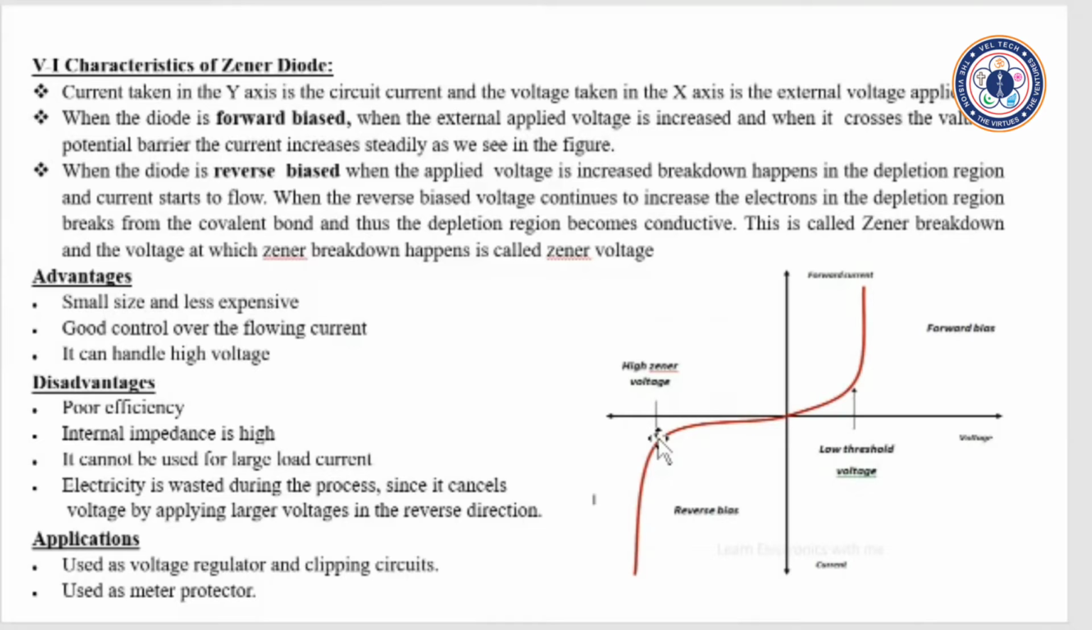Advantages: it is small in size, less expensive, gives good control over the flowing current, and can handle high voltage. Disadvantages: it has poor efficiency, the internal impedance is high, and it cannot be used for large load current. Applications: it is used in meter protection, clamping circuits, and voltage regulators.